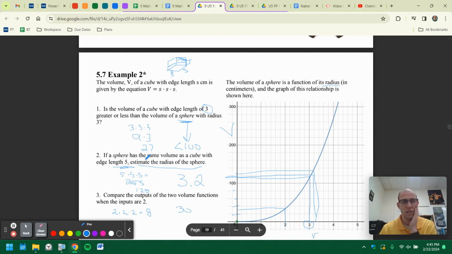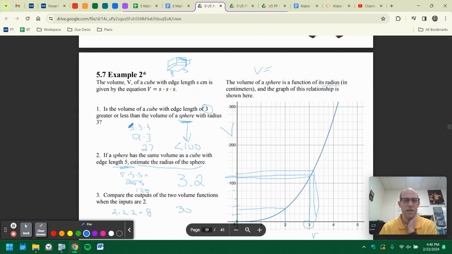So I forgot to hit the play button, but just to go through these again, volume of a cube is made up of length times width times height, so S times S times S, and the volume of a sphere is this graph. We don't know what V equals for volume of a sphere, but the volume of a cube is S times S times S, and we have a graph of the volume of a sphere.